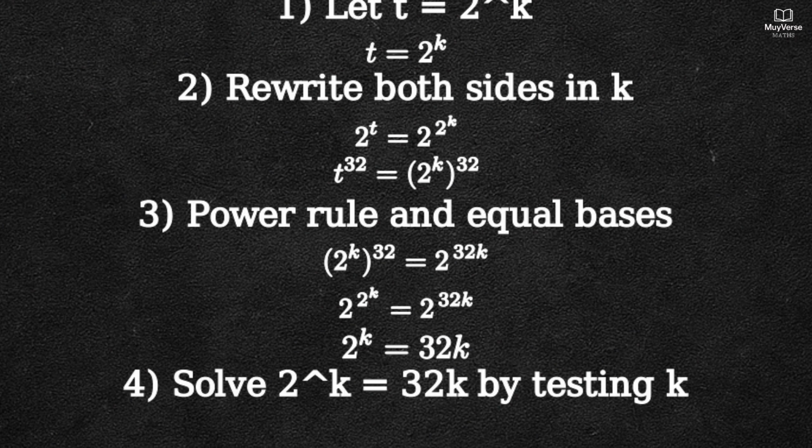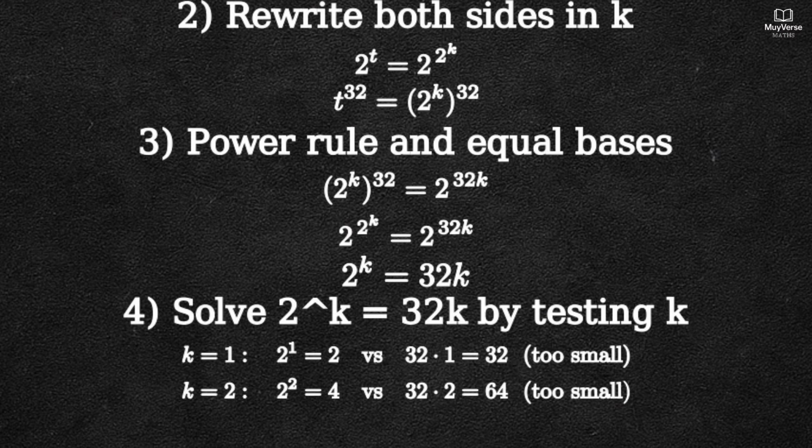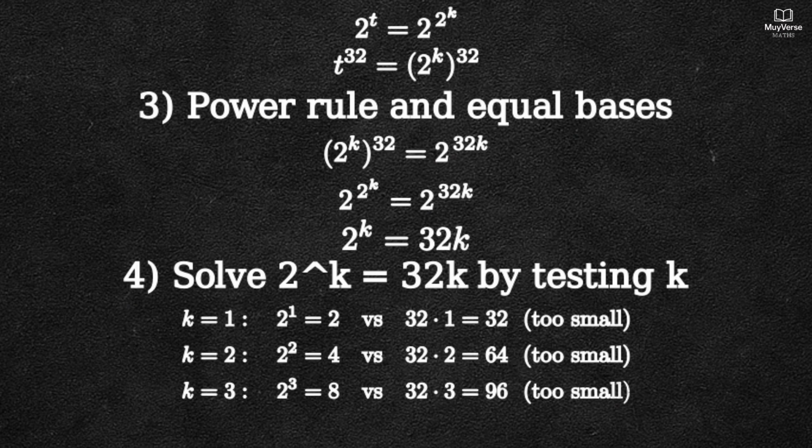We compare 2 to the k and 32k. k equals 1. 2 versus 32, too small. k equals 2. 4 versus 64, too small. k equals 3. 8 versus 96, too small. k equals 4. 16 versus 128, too small.